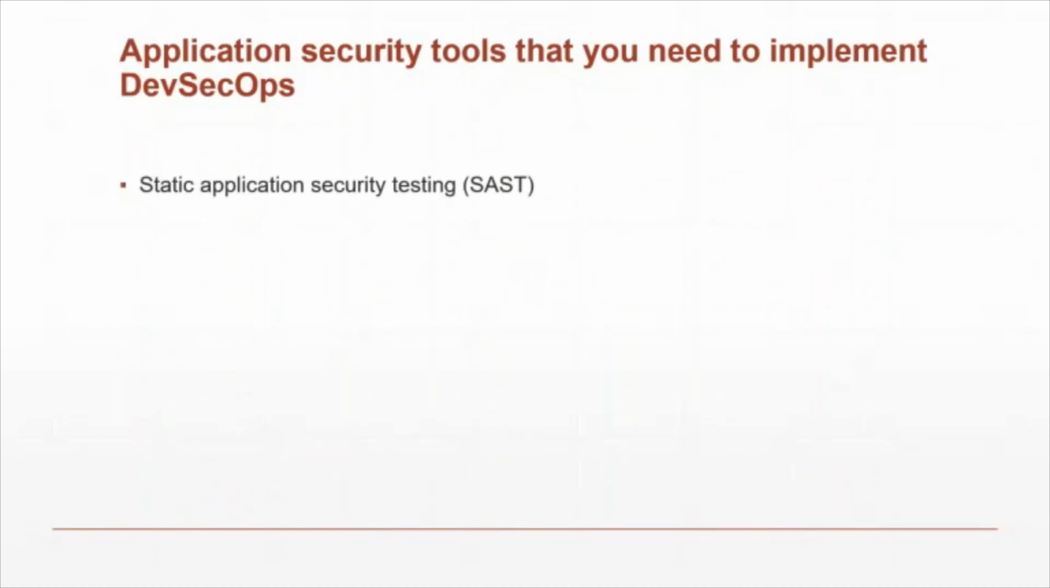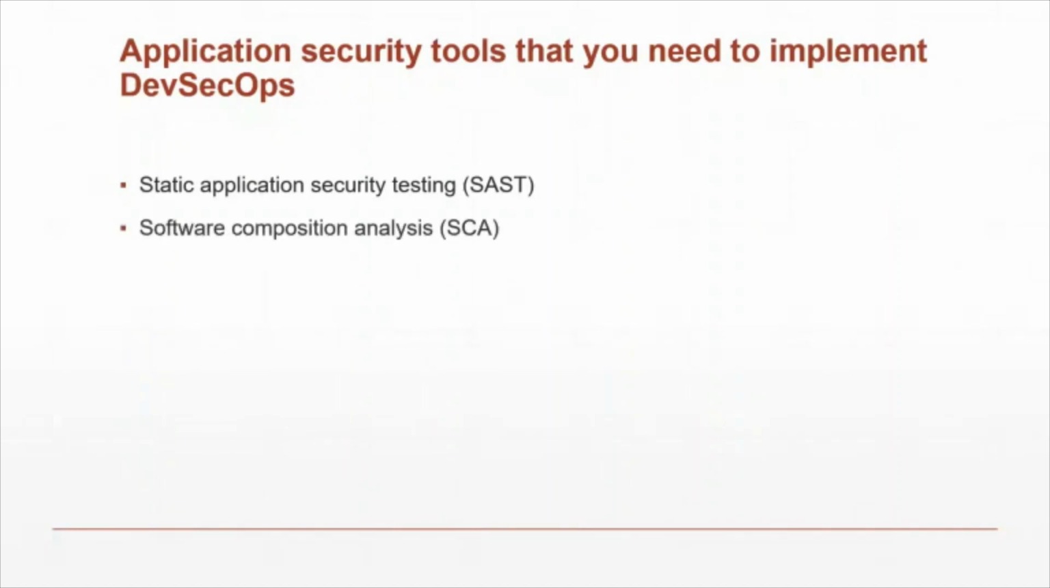Next we are going to check the application security tools that you need to implement in DevSecOps. One is static application security testing. SAST tools search proprietary code or custom code for errors in coding and design defects that could lead to a weakness that could be exploitable. SAST tools are primarily used during the code building and creation phase of the SDLC.